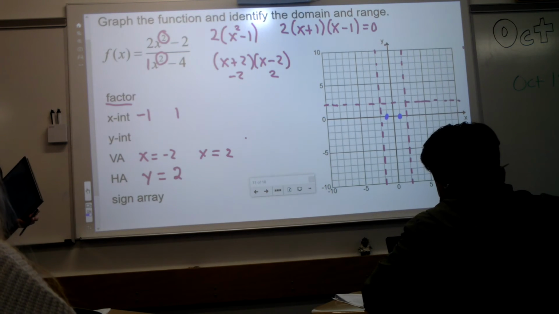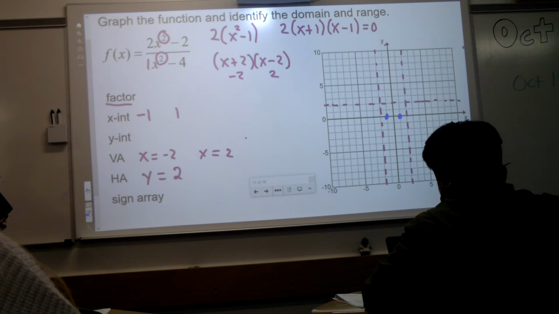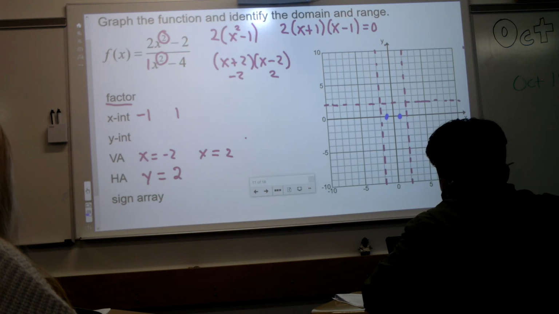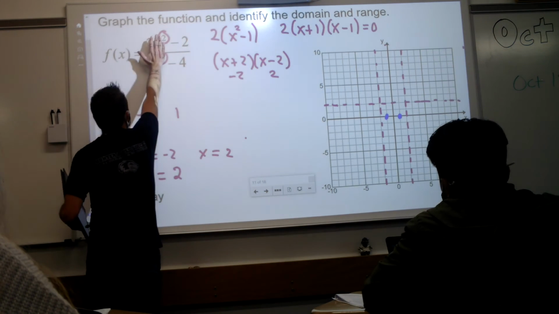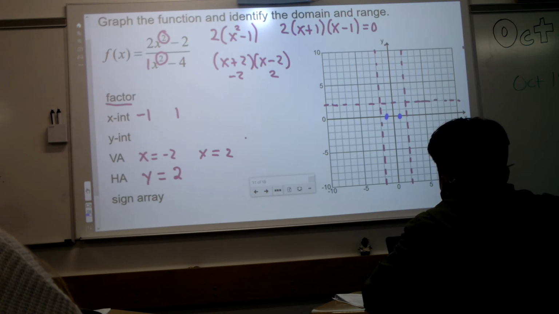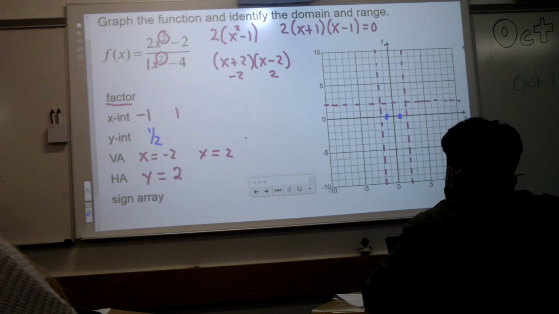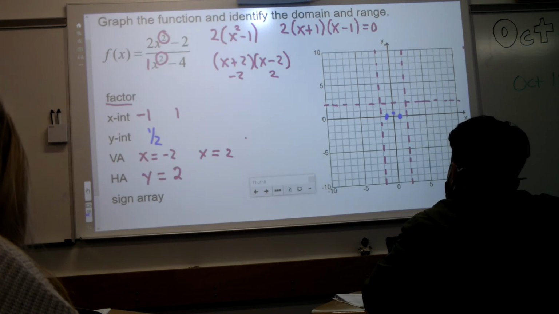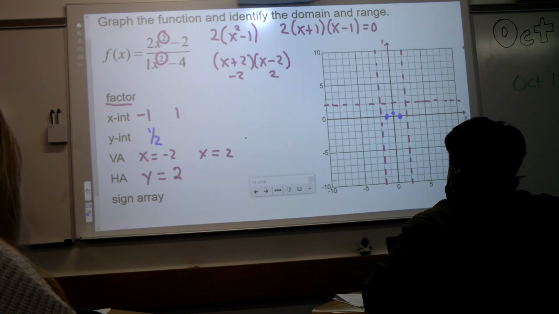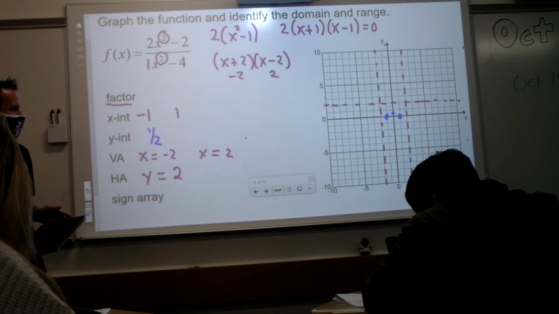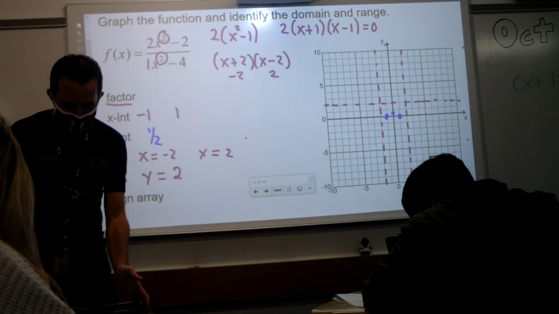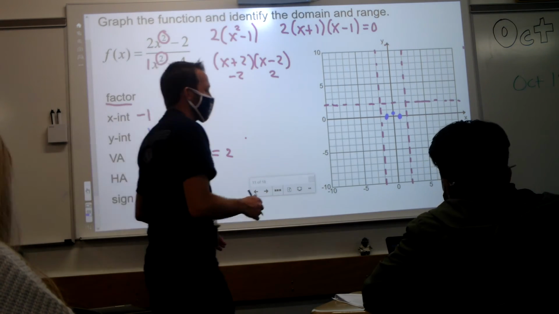Okay, now let's go to Tau. What about the y-intercept? Good, plug in 0. I'm going to cover up my x's because they're gone now. What's left? Which would become? Nice job. So I've got a y-intercept at 1/2. Now, it's kind of like connect the dots.